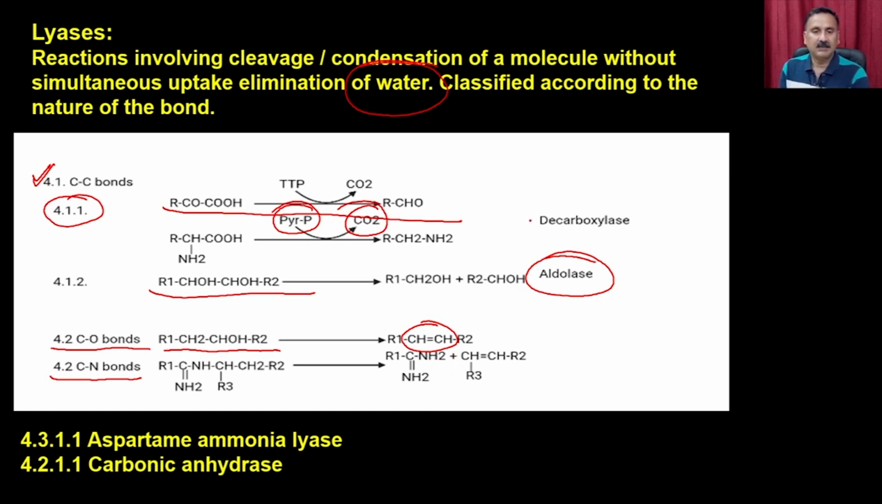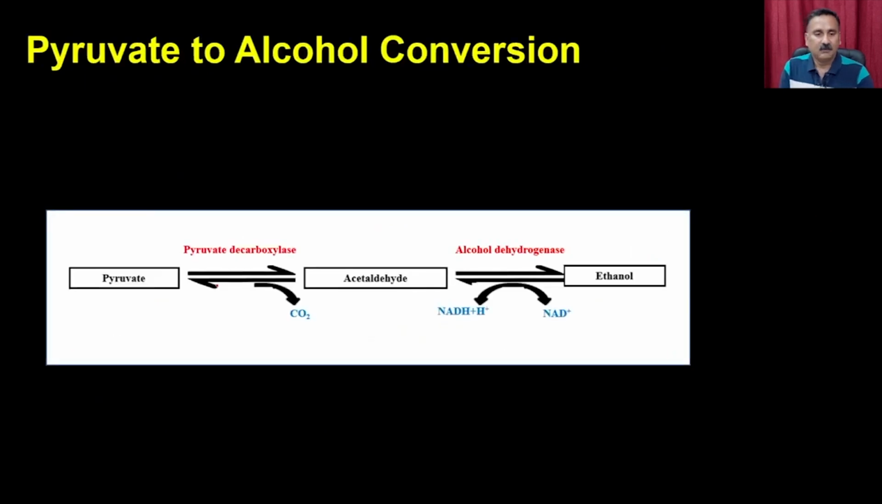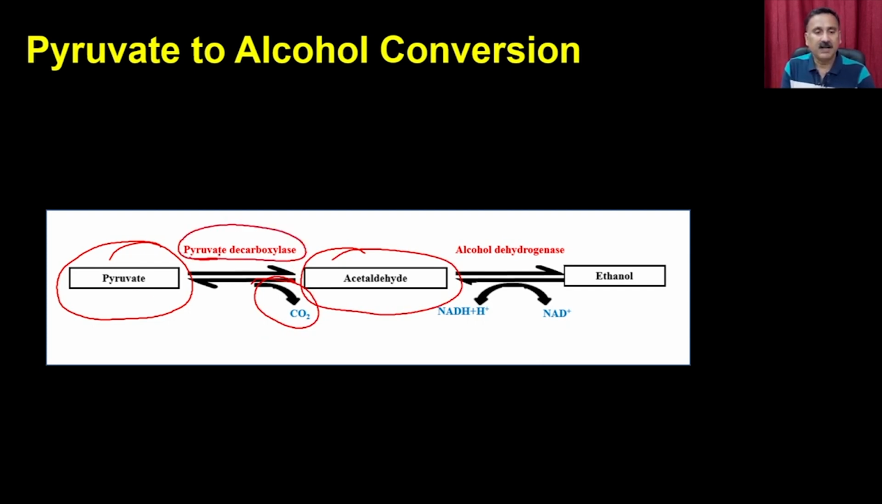A classical example in this case is pyruvate decarboxylase, which is part of anaerobic fermentation, and that is how it converts pyruvate into acetaldehyde and participates in alcohol production. Pyruvate is converted into acetaldehyde, and in this process one molecule of carbon dioxide is removed from the pyruvate. The reaction is catalyzed by pyruvate decarboxylase, which is a lyase.